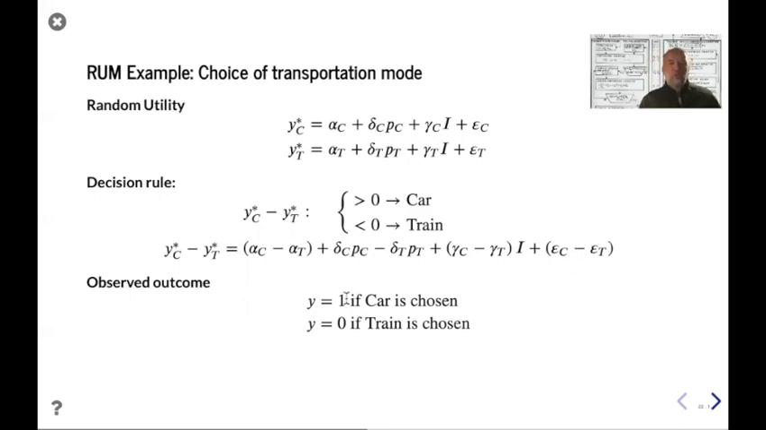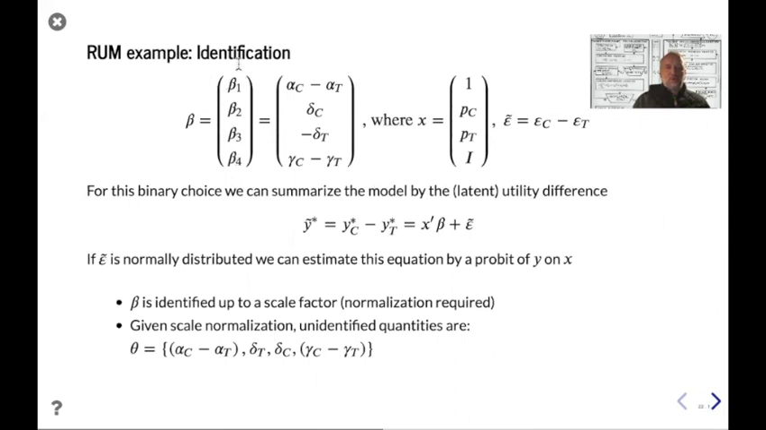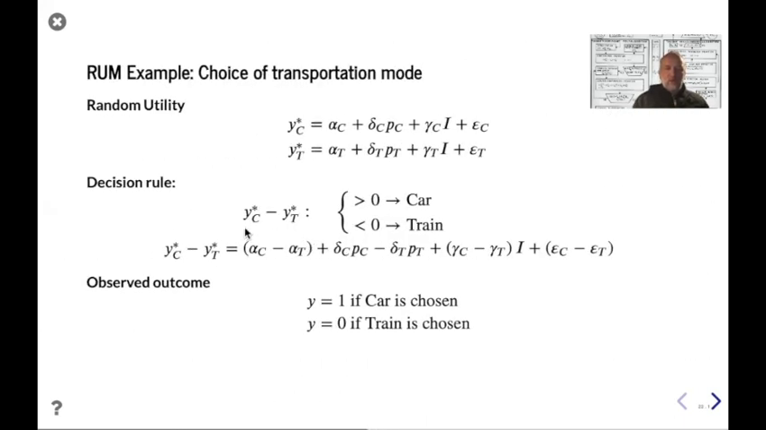So what we observe is y, 1 if car is chosen, 0 if train is chosen. It looks like what we can identify, if we were to estimate, and let's organize all these different coefficients into a vector, is really only the difference in the alternative specific constants and the difference in the alternative specific coefficients on income, whereas you could identify the price coefficients delta C and delta T separately, okay?